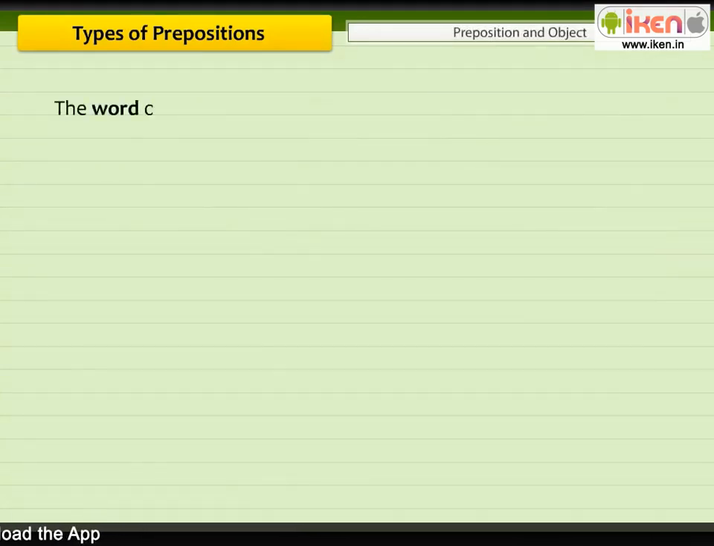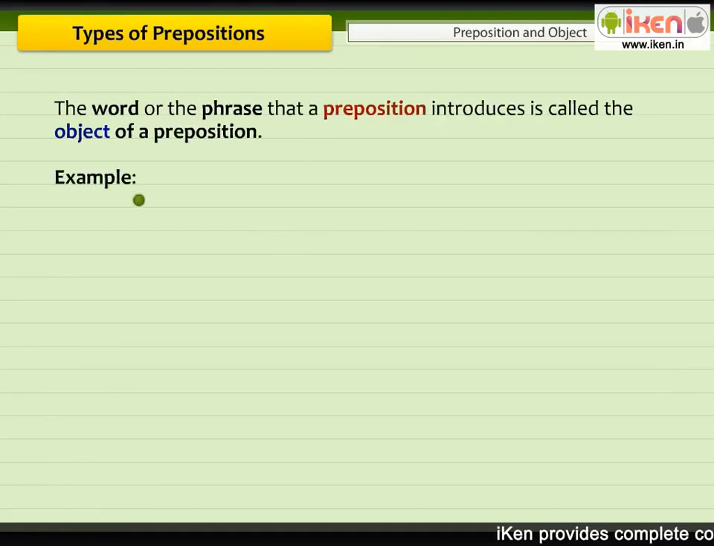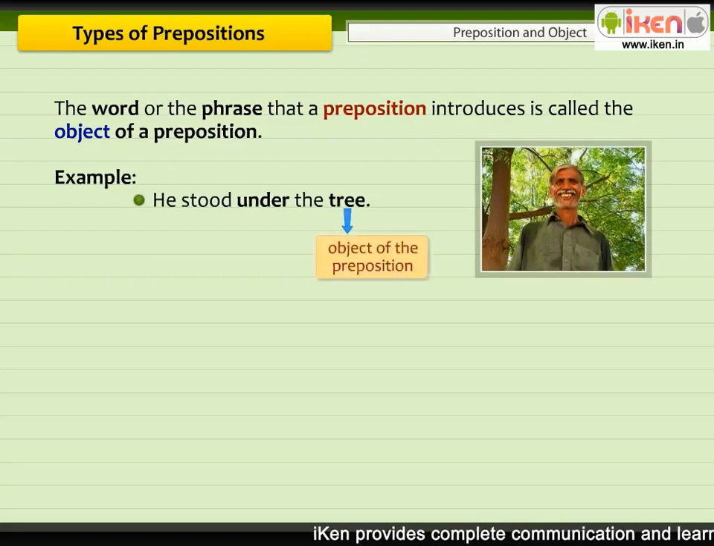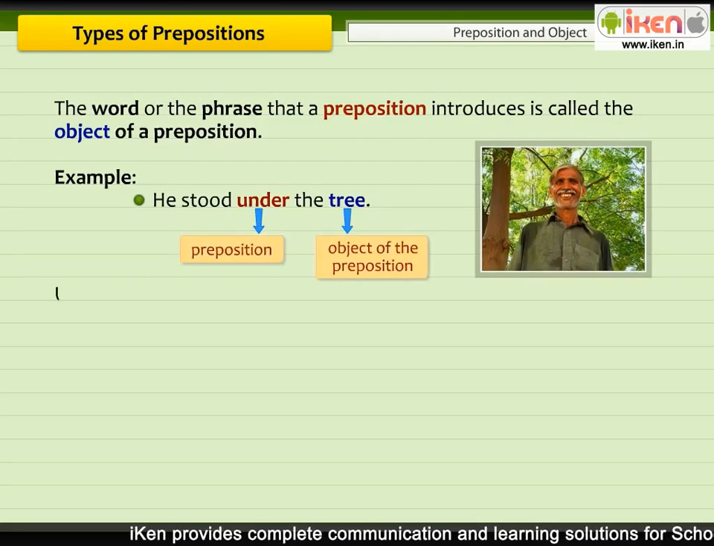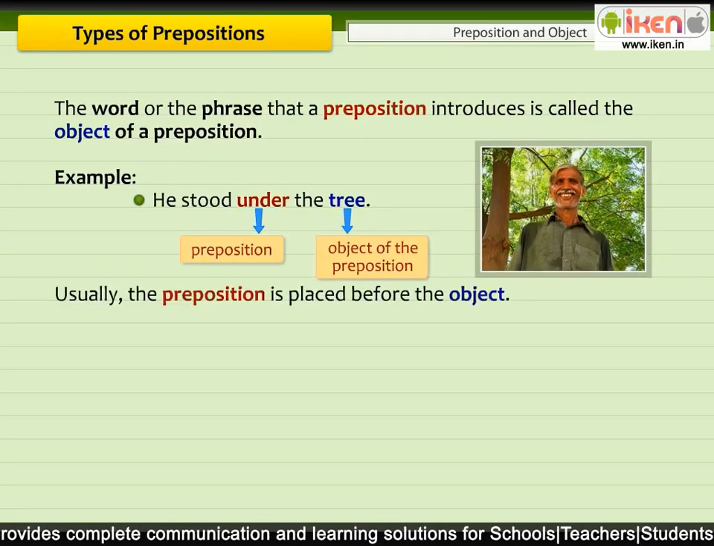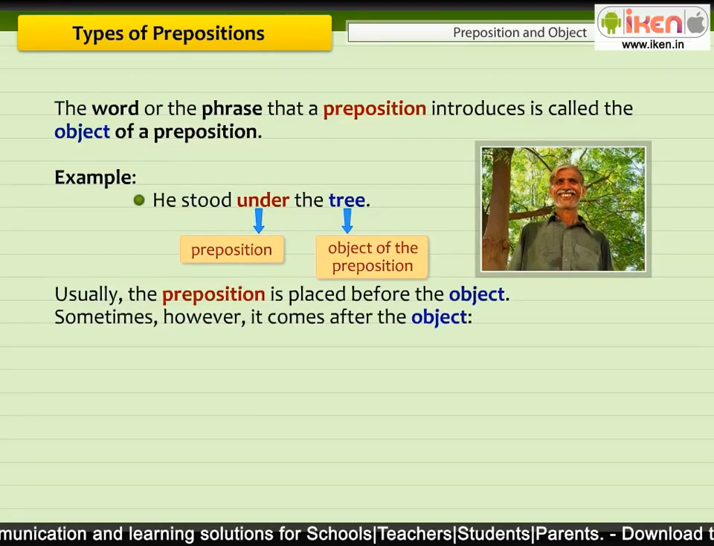The word or the phrase that a preposition introduces is called the object of a preposition. For example, he stood under the tree. The object of the preposition under is tree. Usually, the preposition is placed before the object. Sometimes, however, it comes after the object.